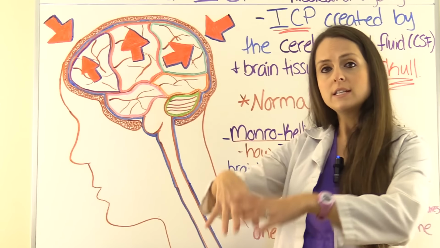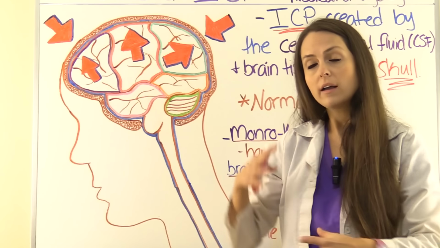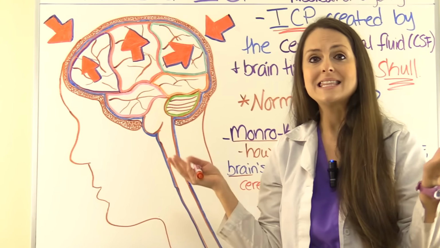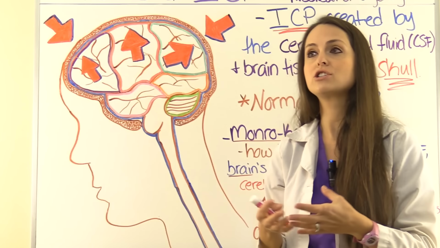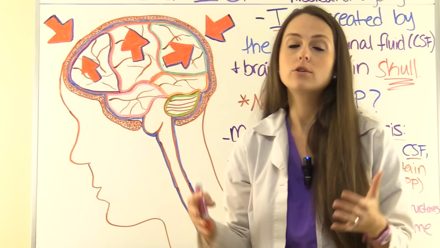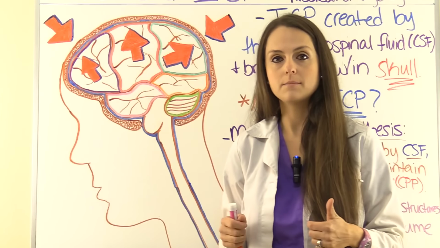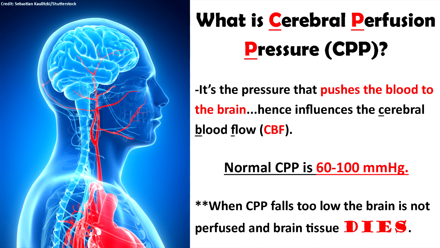And if this pressure continues to build, it actually gets to the point where the body will start making things worse and will actually lead to what's called Cushing's triad, which we're going to talk about whenever we go over our signs and symptoms. So now let's discuss cerebral perfusion pressure, CPP.